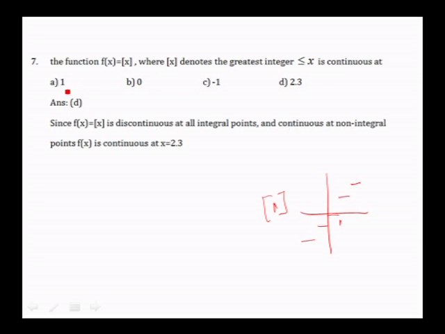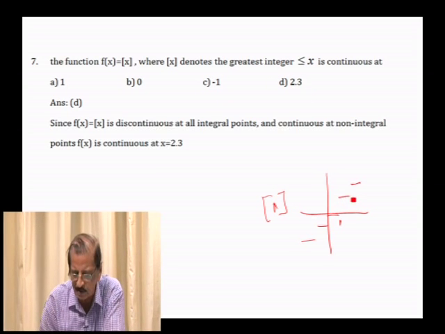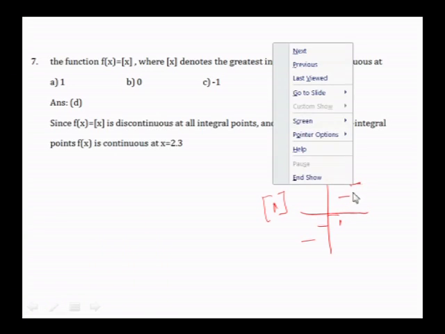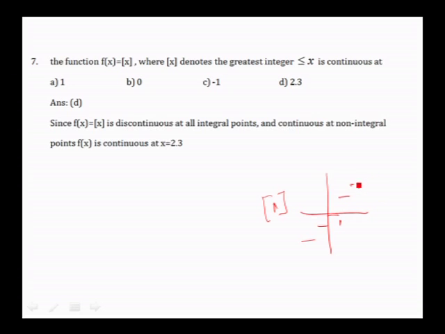But here he has given 3 integral points and 1 non-integral point, 2.3. This is definitely continuous at all non-integral points. 2.3 comes somewhere here, say. So when x is 2.3, the function is continuous. It is continuous between 2 and 3, not at 2 and not at 3. So the answer is continuous at x equals 2.3. That is the only fraction, and these are all integers. So the answer is 2.3.